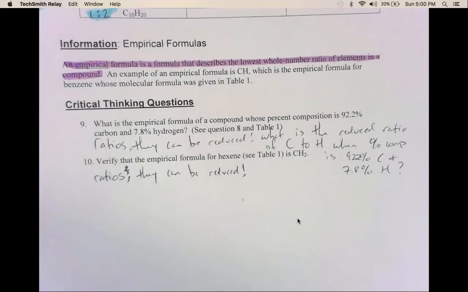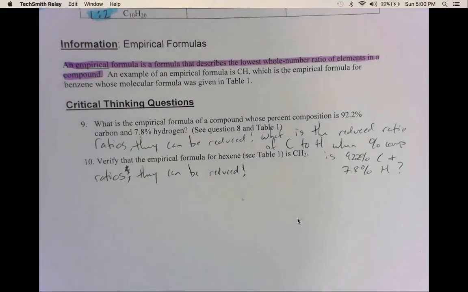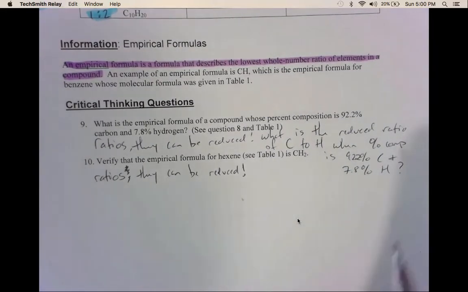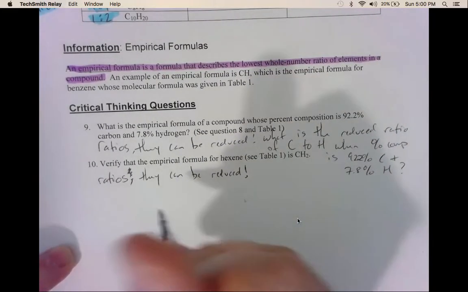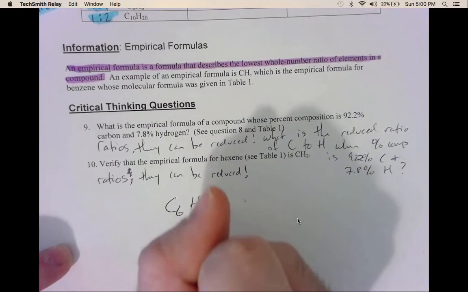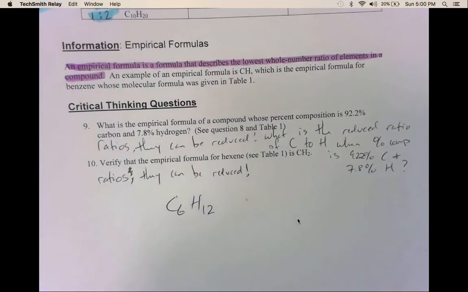Question 10. So question 10 is to verify that the empirical formula for hexene is CH2. So remember, ratios can be reduced. Remember, if you're too lazy to look back at table 1, which you shouldn't be because you've been flipping back and forth, the formula for hexene is C6H12. What does that reduce to?